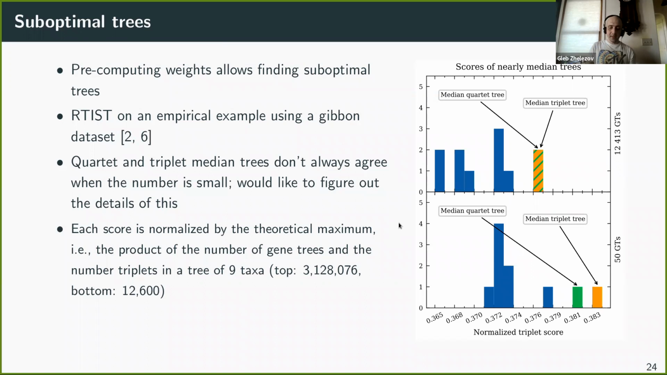So you pre-compute the weight. Pre-computing the weights allows finding suboptimal trees. Just for fun, we looked at an empirical example with a gibbon data set, which didn't have 500,000 gene trees. It had 12,000, which is a lot less. But it still allowed you to explore and see what happens.